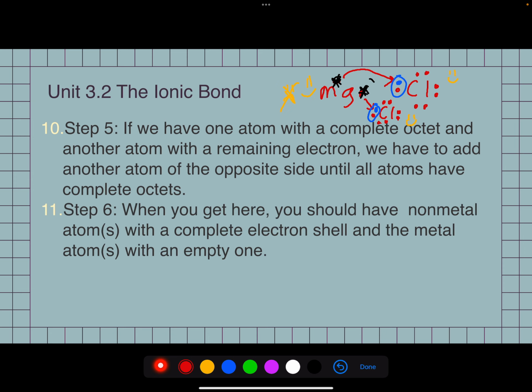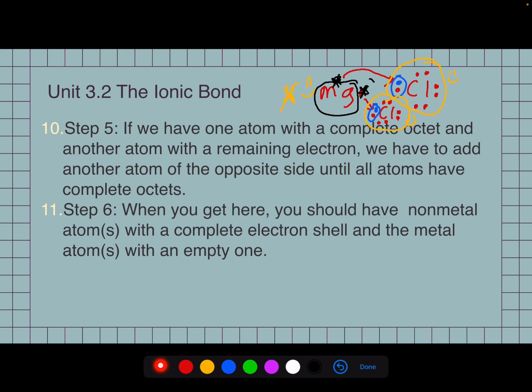All right, so step 6. When you get here, you should have nonmetal atoms with a complete electron shell and metal atoms with an empty one, which is exactly what we have here, right? So this chlorine atom has a full 8. This chlorine atom has a full 8. And then we have this magnesium atom that has none, okay? So once that's right, you're all good to go on to the next step.